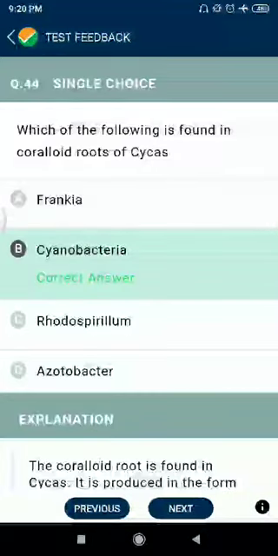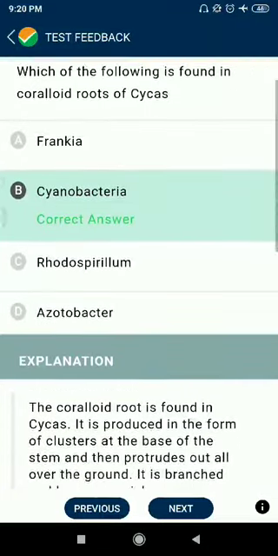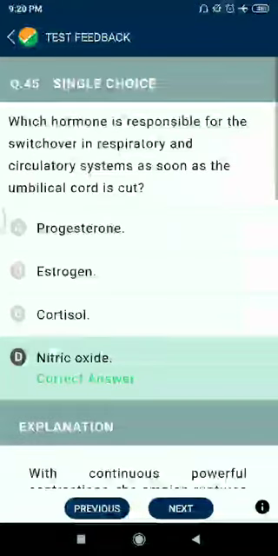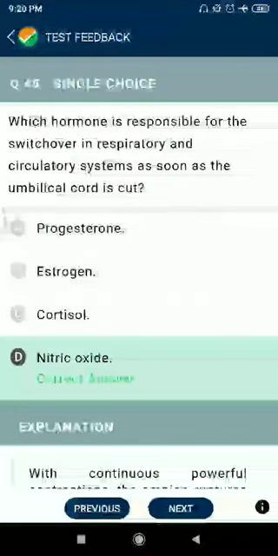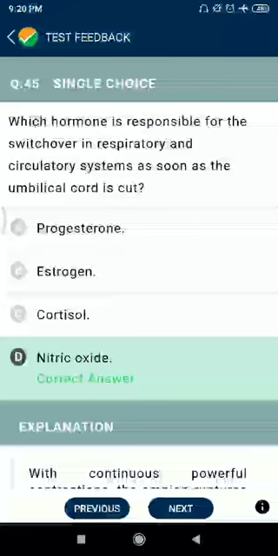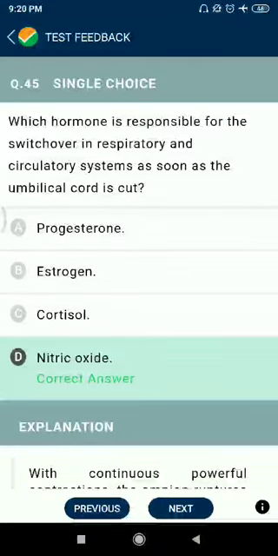Question 44. Which of the following is found in coralloid roots of Cycas, for cyanobacteria? PGA. Question number 45. Which hormone is responsible for the switch over in respiratory and circulatory systems as soon as the umbilical cord is cut? Nitric oxide.